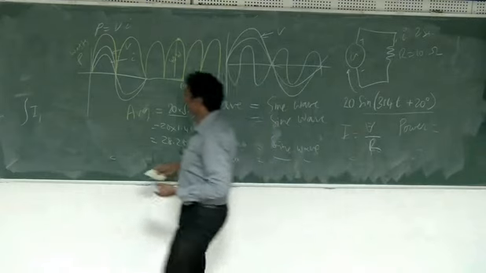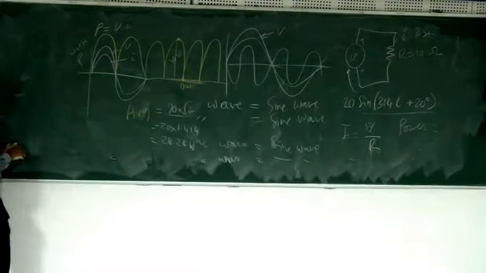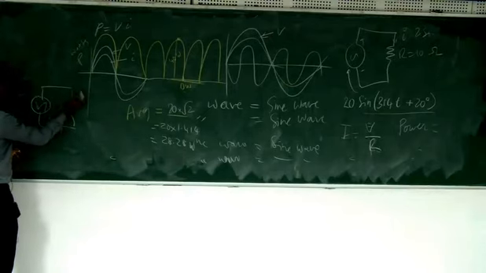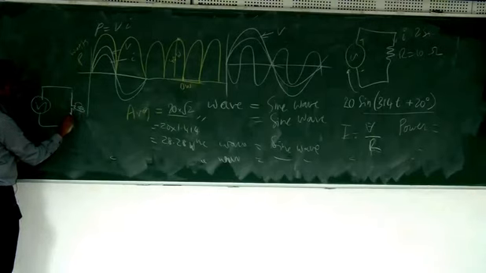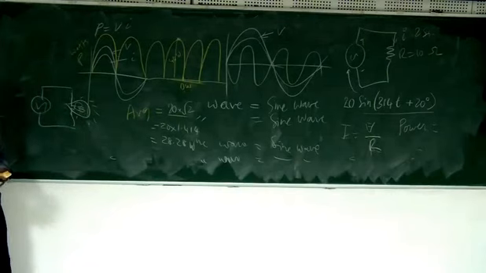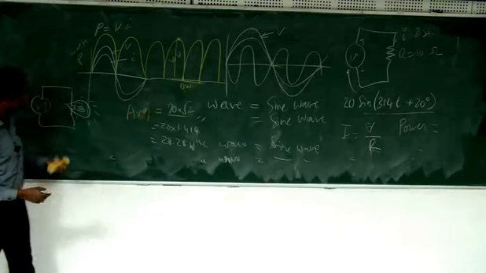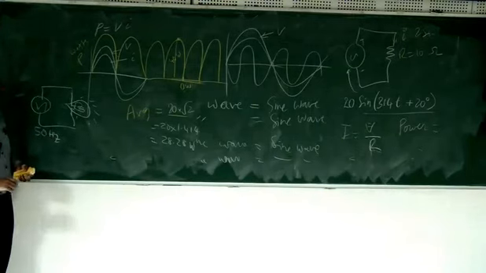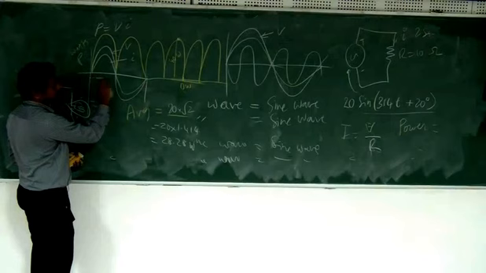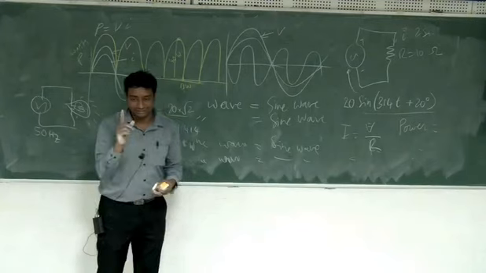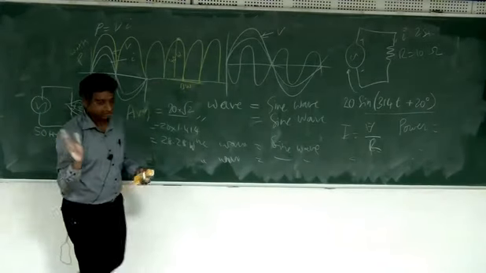What does it mean? Let's say there is a lamp. There is an electric lamp, and I am applying an AC voltage. So this is a lamp, something like this. What happens to the brightness of that lamp? According to this, it should keep changing. If the frequency is 50 hertz, from here to here, how many milliseconds? 20 milliseconds. 50 hertz, 20 milliseconds. 1 by 50, 0.02, 20 milliseconds.